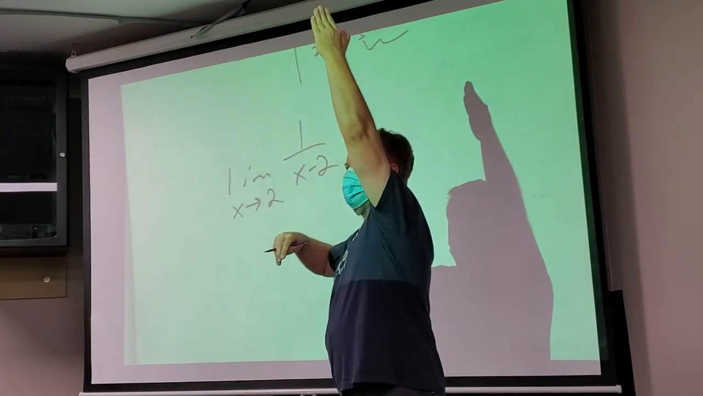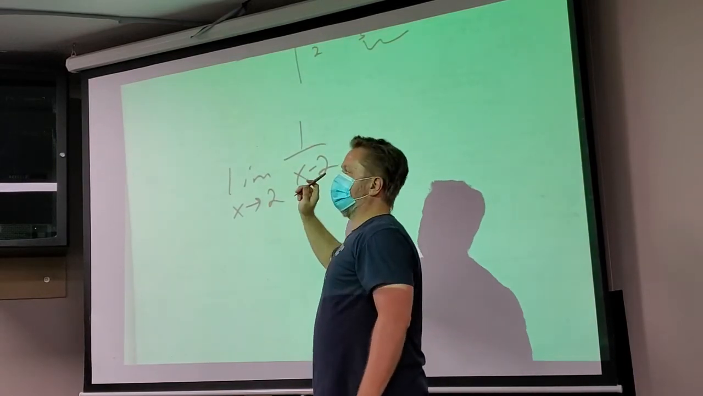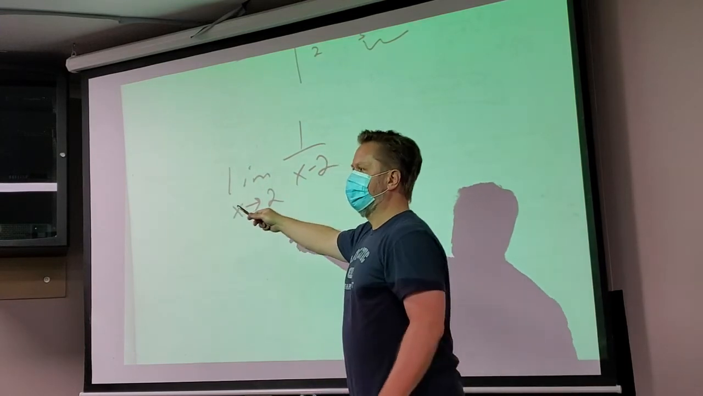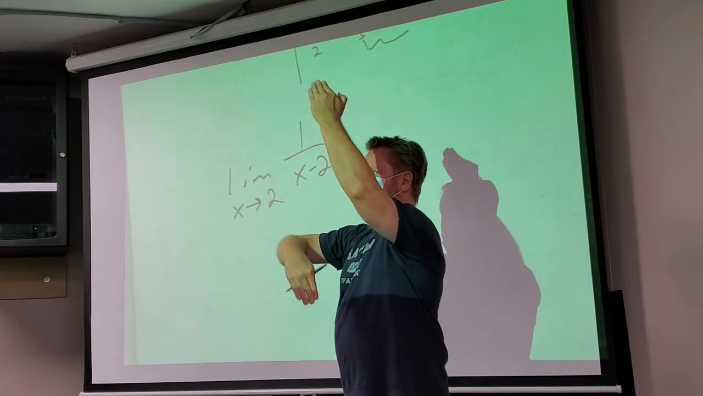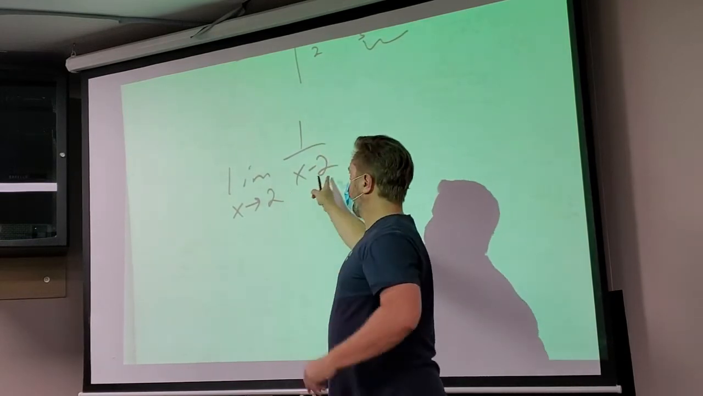What if it was coming to 2 from the left? Negative. So it's one of these deals. So what's this limit?